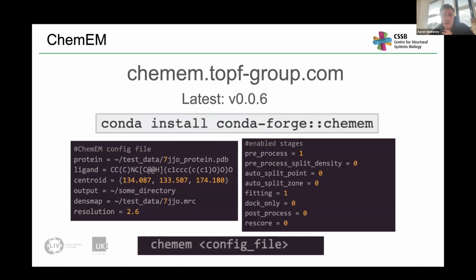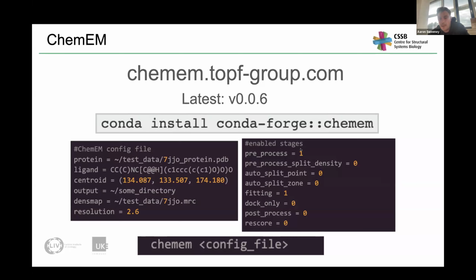So that's how it works briefly. It's available now on Conda Forge, and you run it by using a configuration file just through terminal. This configuration file has two parts. One is all the data you need to run your protein, your ligand, either as a SMILES or an SDF, the centroid of your binding site, your density map, and the resolution it's at. And the second part is which stages are enabled. So you tell ChemEM what it's going to run. There are various things you can do.